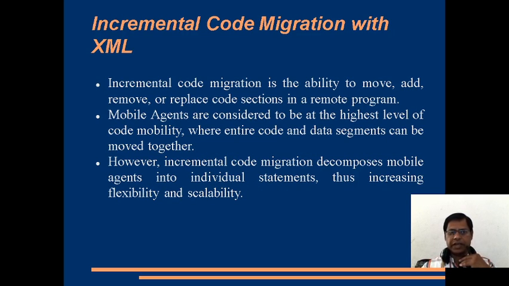Incremental code migration with XML. Incremental code migration is the ability to move, add, remove, or replace code sections in a remote program. When you receive information, you can add, remove, or replace code also. Mobile agents are considered to be at the highest level of code mobility, acting as a third party, where entire code and data segments can be moved together.